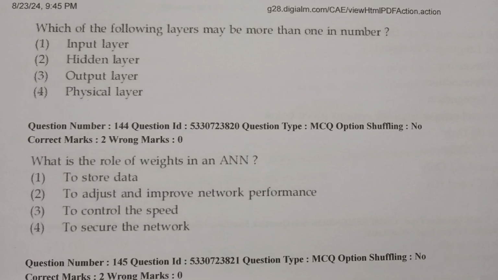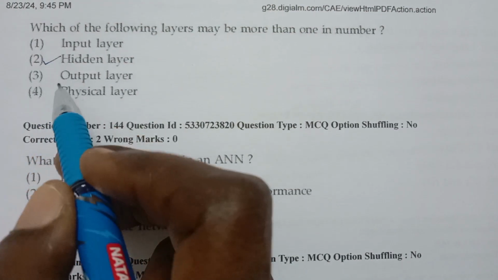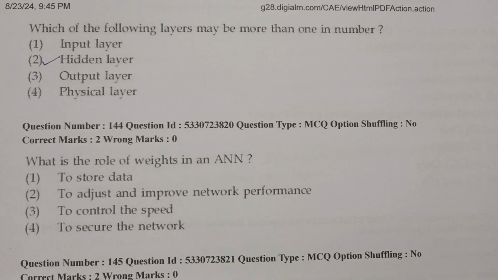Next question, which of the following layers may be more than one in number? Input layer, output layer, hidden layer, physical layer. So which can be more in number? Hidden layers can be more in number. Okay, input layer and output layer are only one layer.